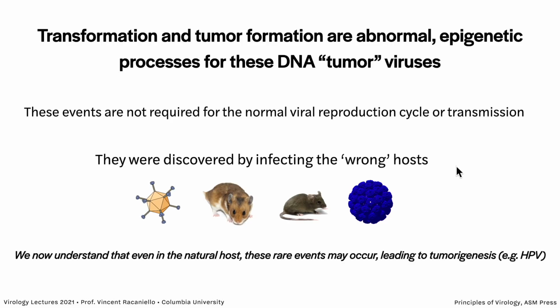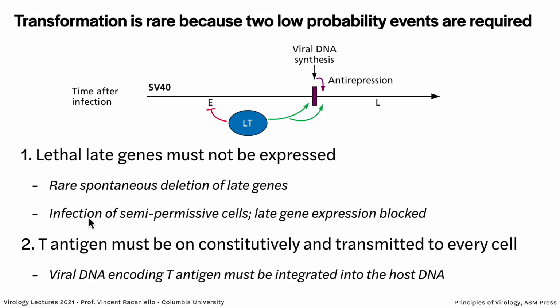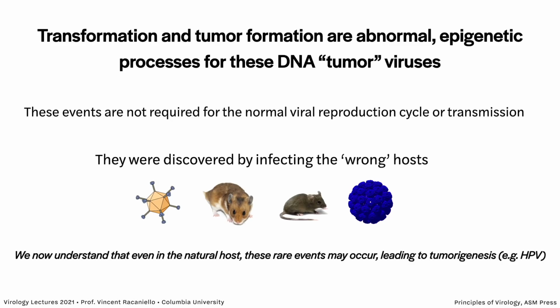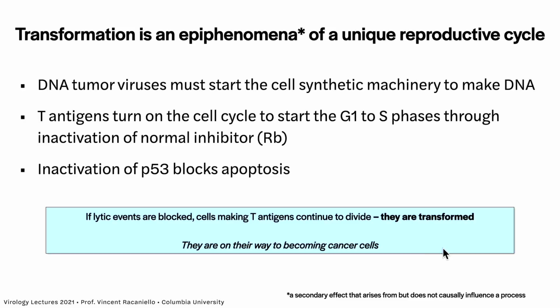Now, I don't want you to come away with the idea that this is always the case. Even in the natural host, rare events may occur leading to tumorigenesis. Let's go back here. Sometimes you can be in the right host and simply have a deletion in the late genes, and that can lead to transformation. We used experimentally the wrong host, but it doesn't have to always be that way. In fact, for human papillomaviruses, right? Human papillomaviruses cause tumors in humans. That's the right host for that virus. So you can have deletion of the late genes, and that can cause transformation.